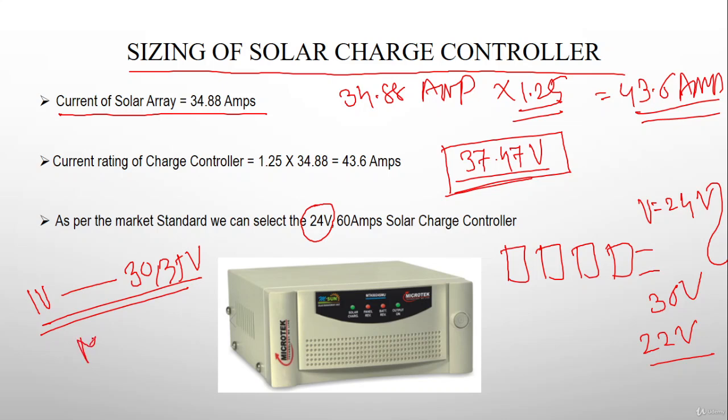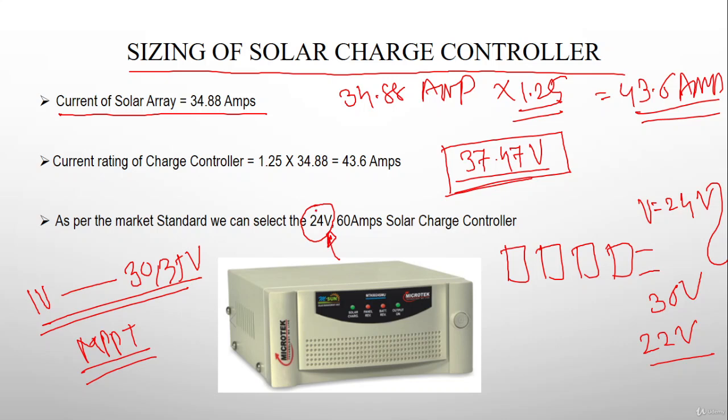So if we are going for the maximum power point tracking technology of the solar charge controller, we can feed the series combination, or the 2-3 panels we can connect in the series combination, then also we can feed and we can decrease the amperage rating over here. But whenever we try to select the solar charge controller, we try to select closer to the market rating, which is 12 volt, 24 volt and 48 volt.